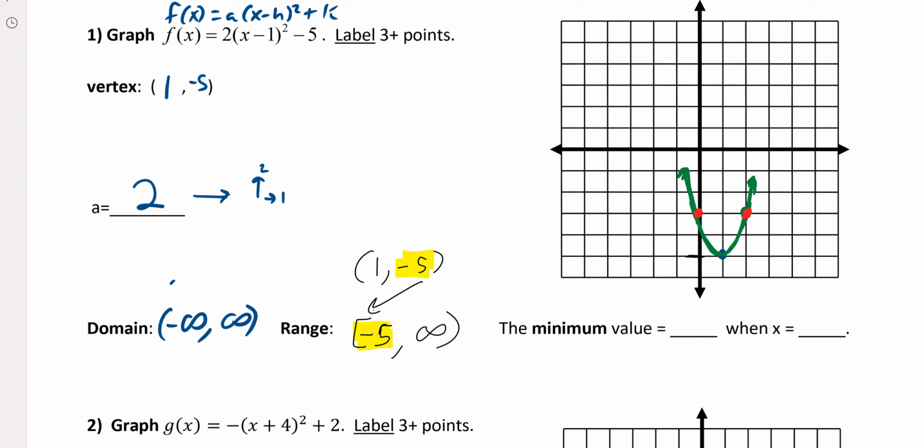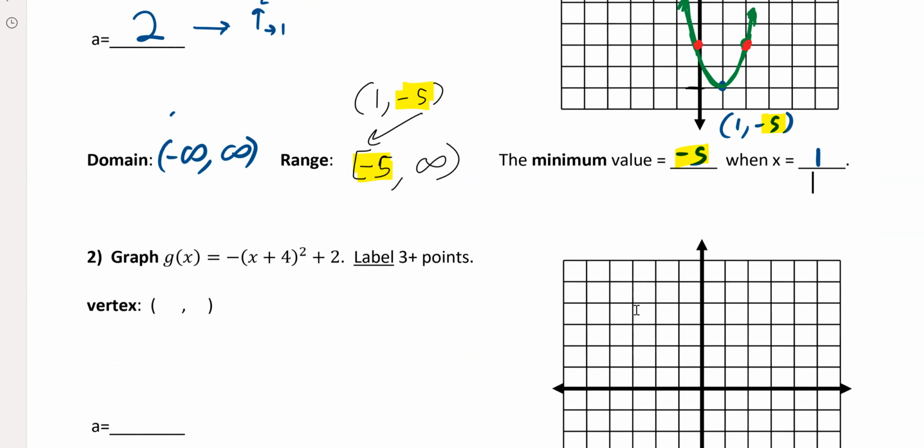Domain is always negative infinity to infinity. And it also gives us a minimum value. So if we have 1, negative 5, that is our minimum value, and the x just tells us when it occurs. So if we were to plug in 1, we would get negative 5. And that's it. Just from the vertex, we were able to pull out what the range is and what the minimum value was. So let's look at another one.